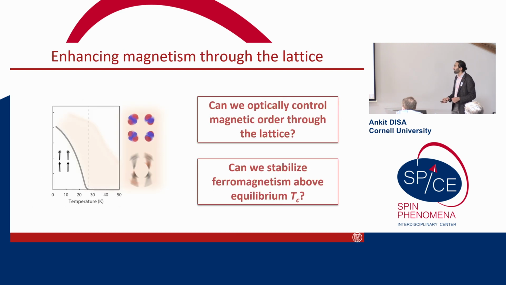Okay, so this is a very nice system to study because A, it has very strong spin lattice coupling. So you could try to optically control magnetic order through the lattice. But B, it has this precursor fluctuating magnetic phase at high temperatures that we may be able to utilize to try to stabilize a really long-range ferromagnetic order above Tc. Okay, so this was the goal of the experiment that we carried out.